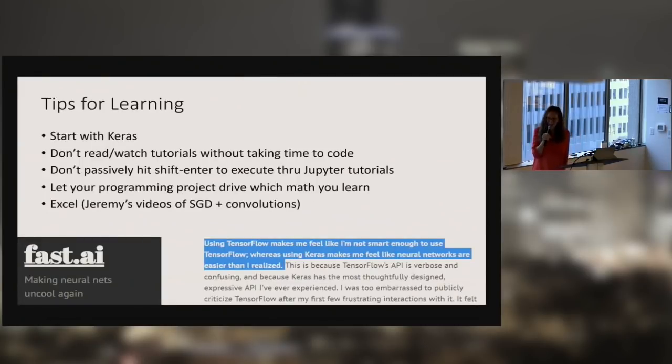So my very opinionated recommendation is to start with Keras. Keras is a Python library that sits on top of either Theano or TensorFlow. And the abstractions in Keras are just so well mapped to the abstractions of neural networks that I think it makes it a lot easier to learn both. I wrote a blog post several months ago where I said, using TensorFlow makes me feel like I'm not smart enough to use TensorFlow, whereas using Keras makes me feel like neural networks are easier than I realized. And this was a very popular post, and a lot of people said they agreed.